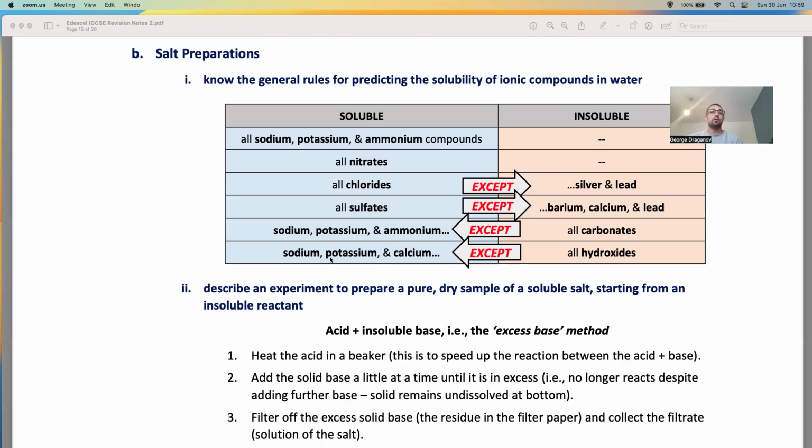Okay, so only these are always soluble. These carbonates and hydroxides are always insoluble. The nitrates are always soluble. And then the chlorides and sulfates are mostly soluble except these cases. You just need to learn this table. Okay, there's no easy way out.